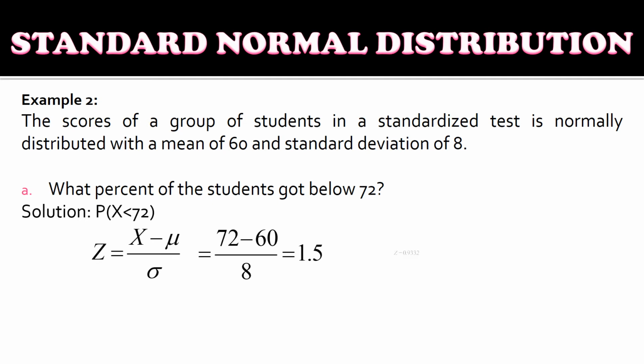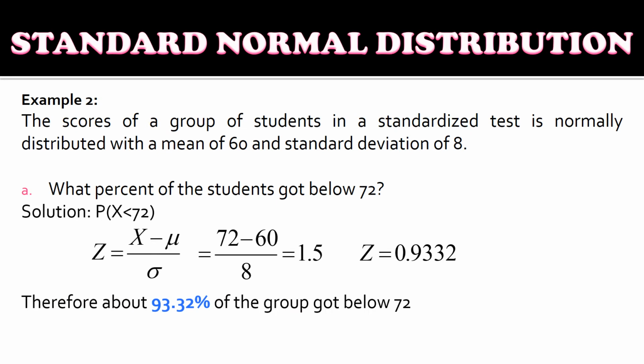And if we look it up on the z-table, that would be 0.9332. Since we're looking for the percent, just multiply that by 100%. So therefore, about 93.32% of the group got below 72.